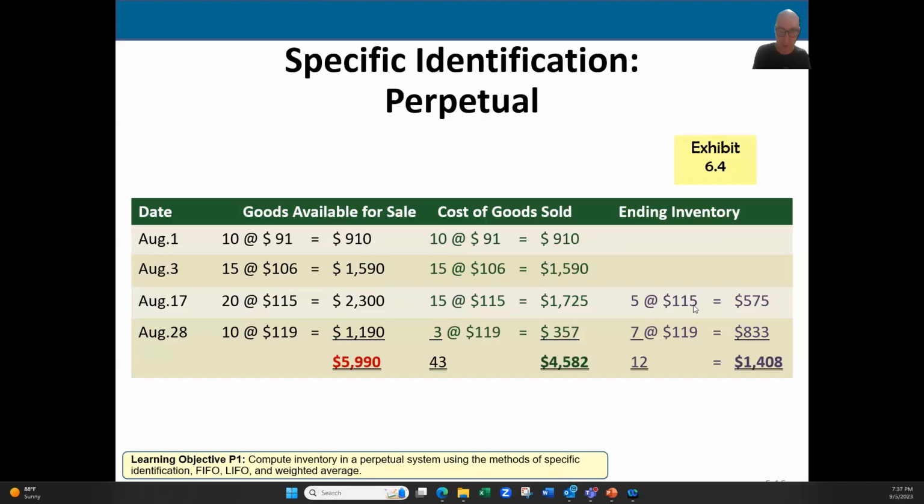Cost of goods sold was $115, giving me ending inventory of $575. August 28th, I had 7 left from that day. 10 minus 3, yeah. $119 a piece. Total of $833. Ending inventory had 12 bikes left at the end of the month. Total value of $1,408. That's specific identification. Again, it's relatively straightforward, at least for specific identification. Sales are based off of relative randomness.